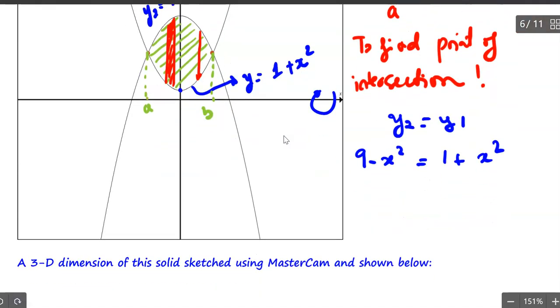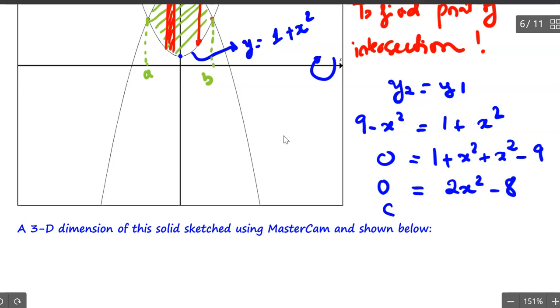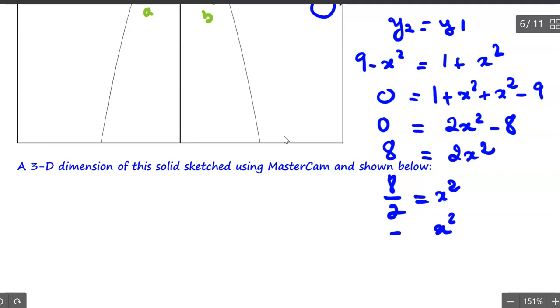Moving everything over to one side, I will have 0 equal to 1 plus x squared plus x squared subtract 9. So I have 0 equal to 2x squared subtract 8. Then 8 will be equal to 2x squared. So 8 divided by 2 is equal to x squared. Therefore, x squared is equal to 4.